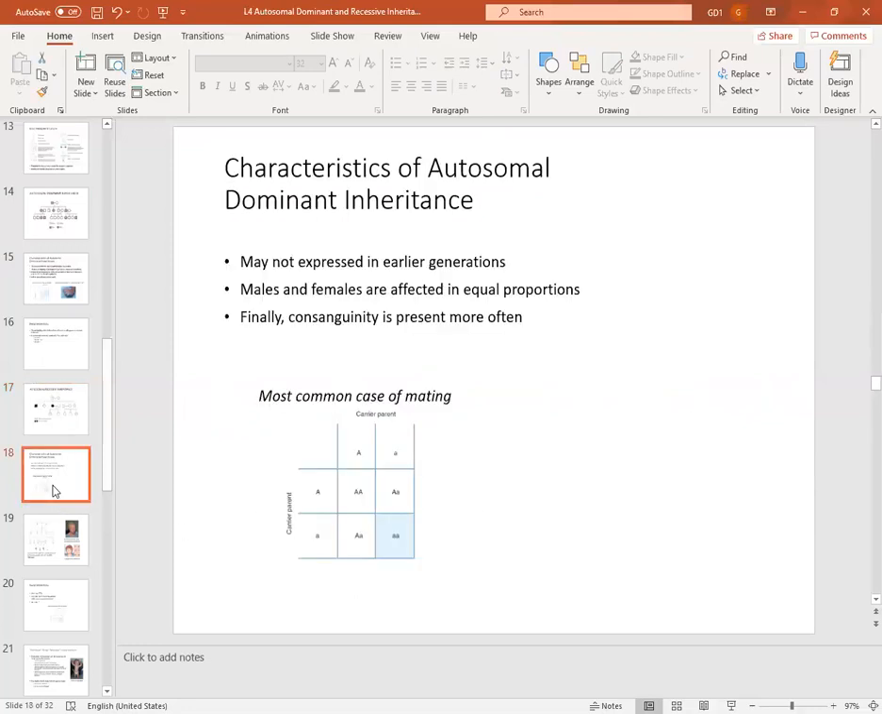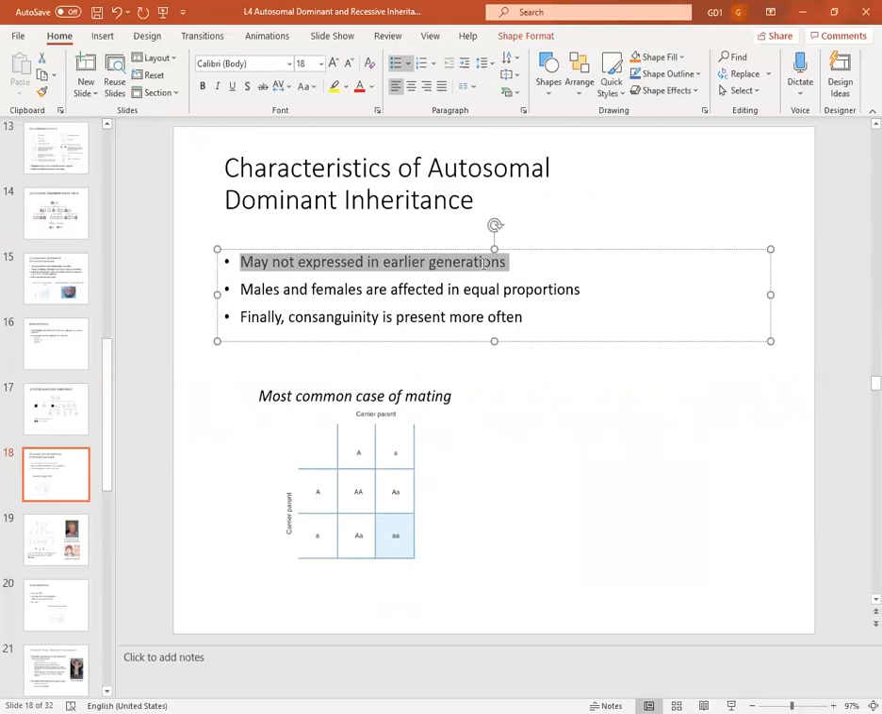The characteristic of autosomal dominant inheritance is that it may not be expressed in earlier generations. You will see this one, and we have a lot of cases that do not follow this kind of rule. Maybe we can understand. No. We cannot distinguish between the. Okay, sorry. This one is recessive.